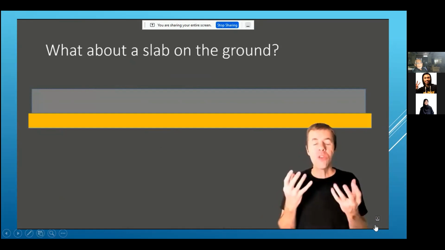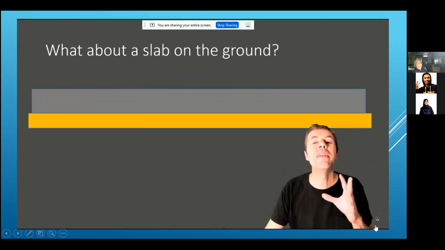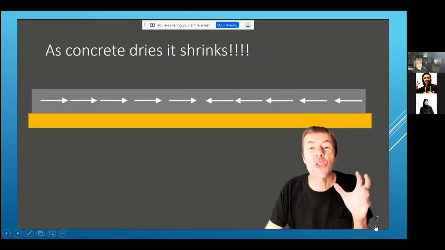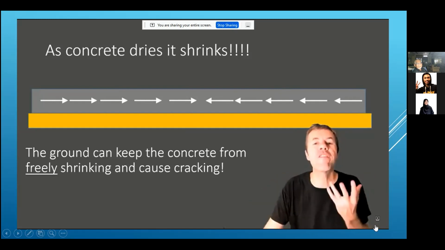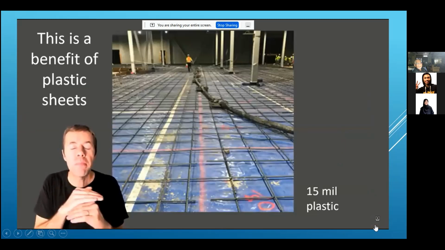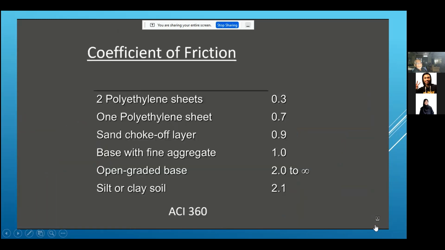How about on the ground? Now, you look at this and say, it can't deflect, right? Think about it. Where's it going to move? But as concrete dries, it shrinks. It's like a sponge. It's going to shrink. And the ground underneath it is going to restrain it or hold it. It's going to keep it from moving freely. This is why people sometimes put plastic underneath their slabs, usually 2 sheets with at least 15 mils. Here's a whole table of different friction coefficients that ACI 360 has put together. This is how hard it is to get your slab to move over these different surfaces. And we'd like the lowest number, hence the 2 sheets of plastic.